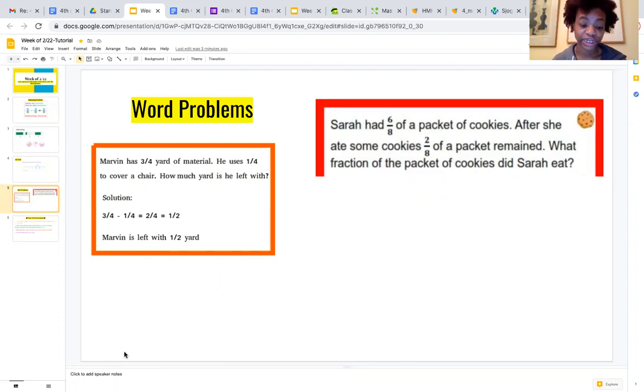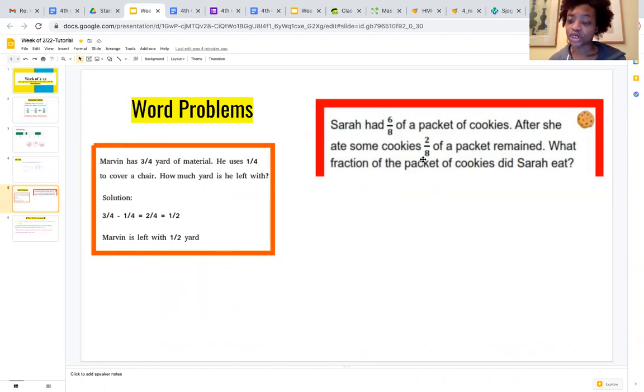So the way to approach this problem would be to take the 1/4 that he has used to cover the chair away from the total amount of material that he has, 3/4. So when we take 1/4 away from 3/4, we end up with 2/4. Or if you remember equivalent fractions, we end up with 1/2. So Marvin is left with 1/2 yard.